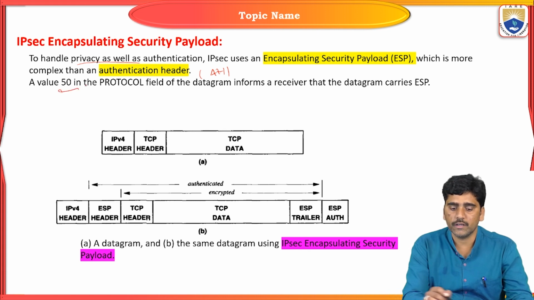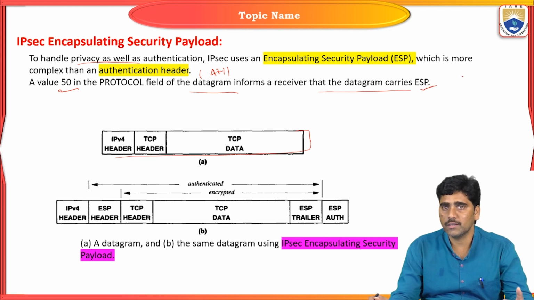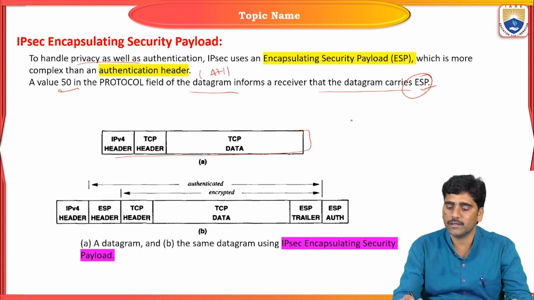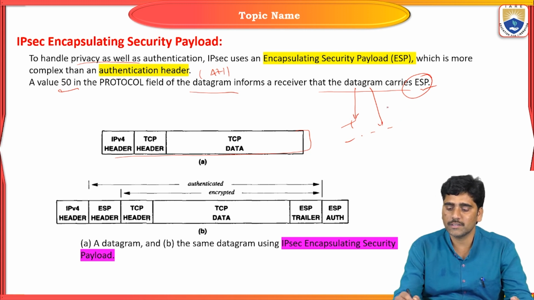A value of 50 in the protocol field of the datagram informs the receiver that the datagram carries Encapsulating Security Payload. So that indirectly says that the data is transferred in the form of datagrams, and here the protocol field carries the value 50.